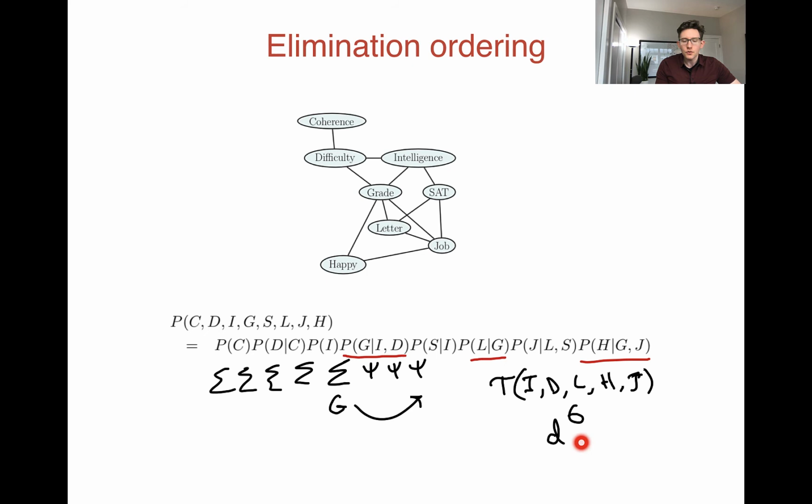I've ended up creating this giant factor over many, many variables. Remember, to write this factor down, I need to create a factor, meaning a probability table, with 2 to the 5 entries in it. So it wouldn't just be a problem in terms of computation, it would also be a memory problem, because I actually have to put that whole table in memory. So my mistake here was eliminating a variable that's very central to the network, and therefore, to eliminate that one, I had to create this factor over many variables.